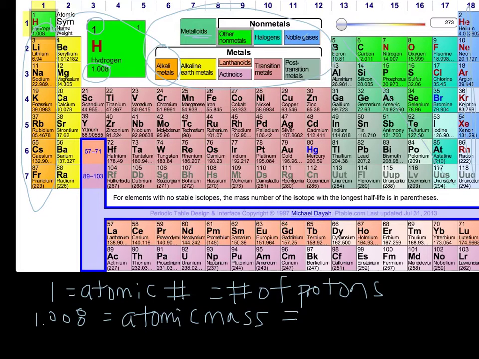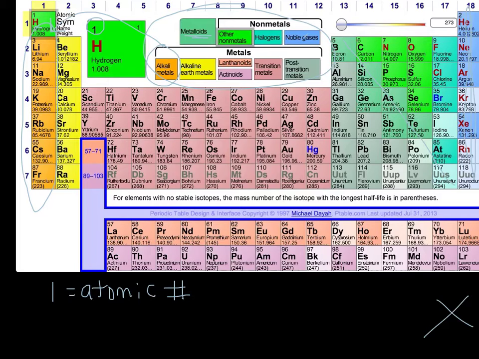And the atomic mass is equal to the number of protons plus neutrons. And hydrogen is kind of a bad example because its atomic mass and its atomic number are basically the same because it has no neutrons. So let's do another example instead.